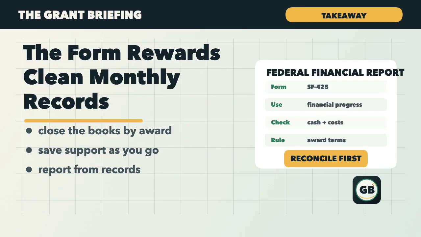The best time to prepare an SF-425 is not the day it is due. Close the books by award, save support as you go, and keep match, income, and indirect cost records in the same grant folder. Then the report becomes a careful summary, not a late-night reconstruction.